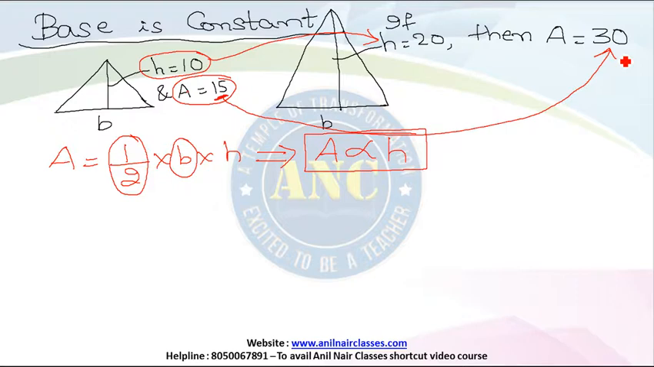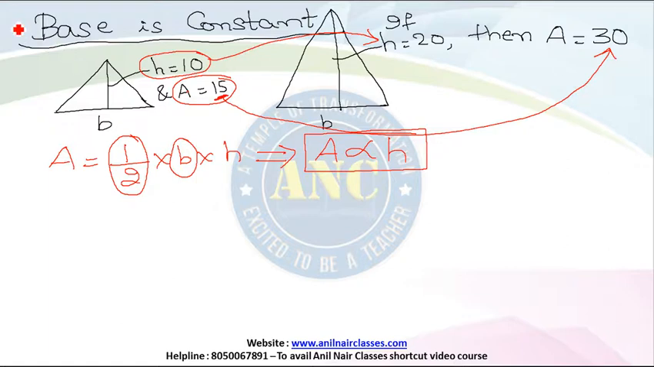If base is constant, area is directly proportional to height. That means if the area doubles, then height also will double, or vice versa. If height doubles, area will also double. It need not be double itself, sir. I am just taking an example. If the area is tripled, then the height also triples, or if the height is 4 times the previous height, area also will become 4 times the previous area. That is what I mean generally.